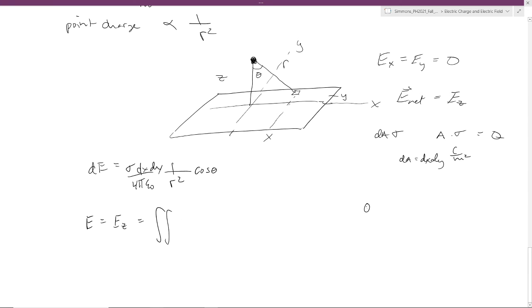So as a question for you, have you encountered multiple integrations like this, multiple dimensions? You can let me know in the comments if you've seen something like that before. I'm curious. So let's write this out. We would have sigma over 4 pi epsilon naught, our cosine theta.